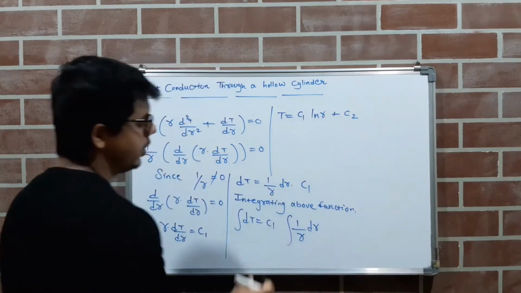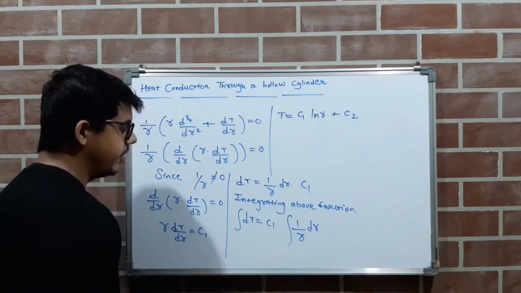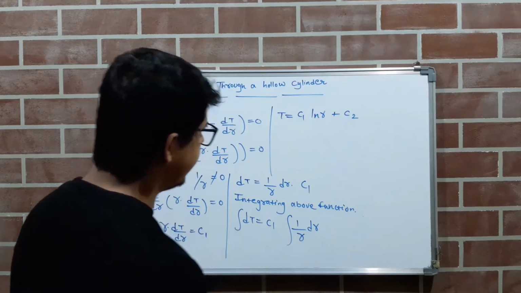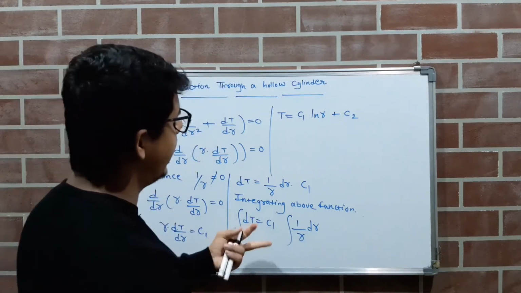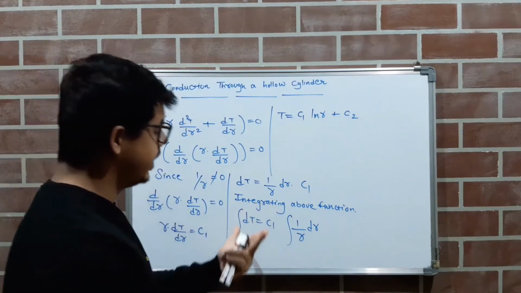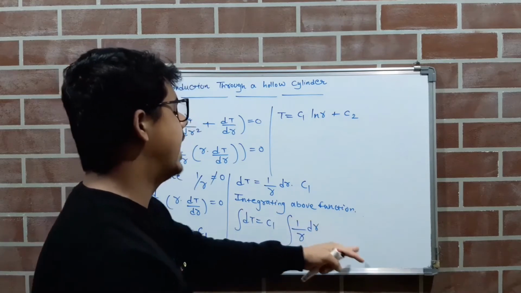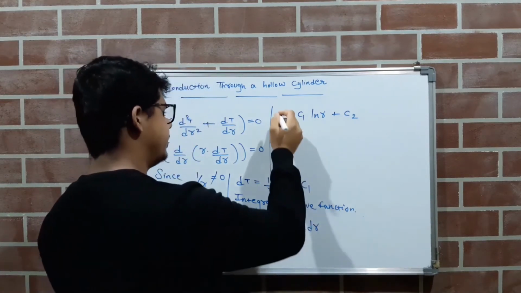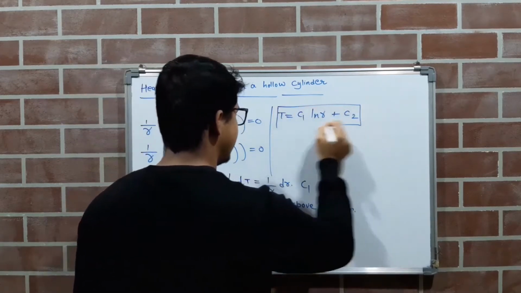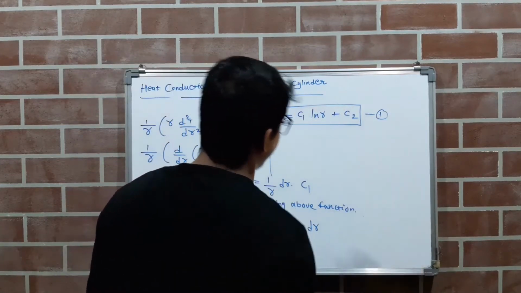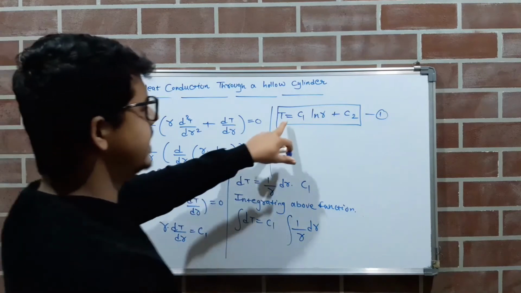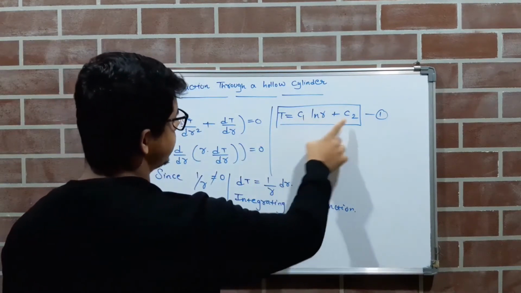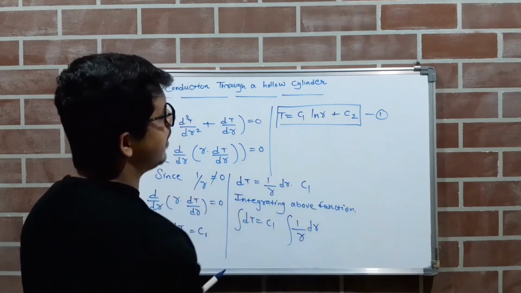Why c2? Because here we have an indefinite integration, and if we have an indefinite integration, then we add a constant term. So this is our equation, and we will mark this as equation 1. This is the temperature distribution equation, but in it we have to find the values of c1 and c2. Those values can be found by boundary conditions.